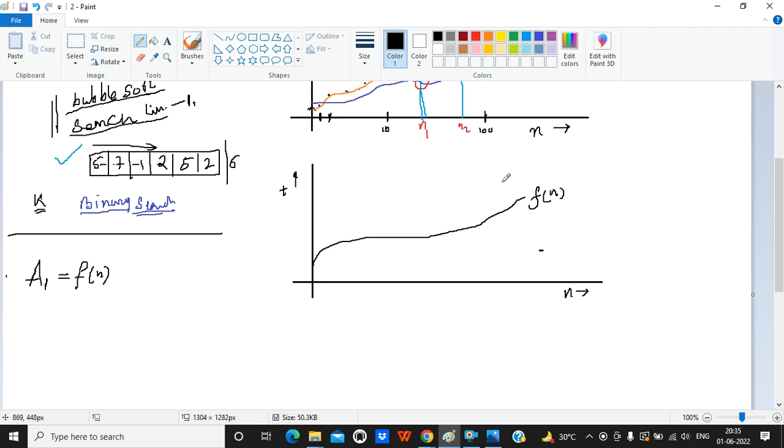I can tell that this is the maximum limit f(n) can go, and this is the minimum limit. f(n) can be less. So these are called bounds, they specify the range. And we are interested in the bounds only.